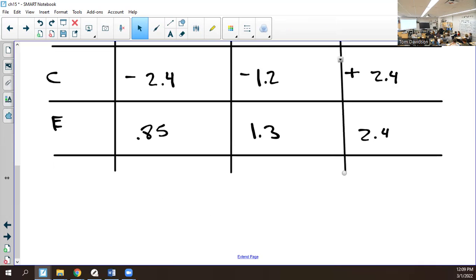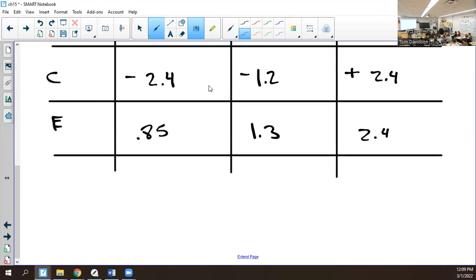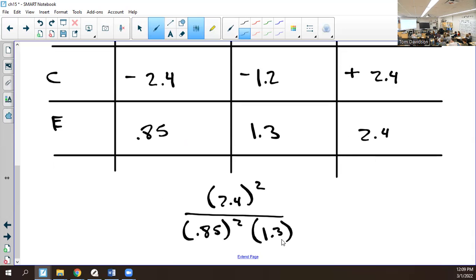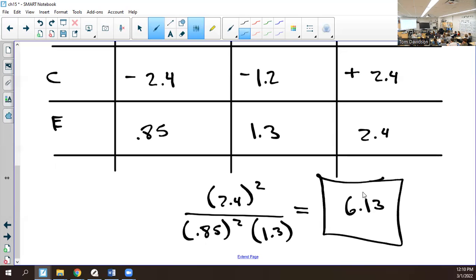All right, so now we'll just plug it into the expression. The product was H2O and there was 2. So it's 2.4 squared over 0.85, and that was for hydrogen, so that was squared as well. 1.3 was for O2, which was not squared, so it's just that. Or it didn't have a coefficient, so it's just this. All right, when you plug this in, what do we get? 6.13. Who agrees? Sweet. I feel okay about that. Not awful, right? Okay, 6.13 it is.